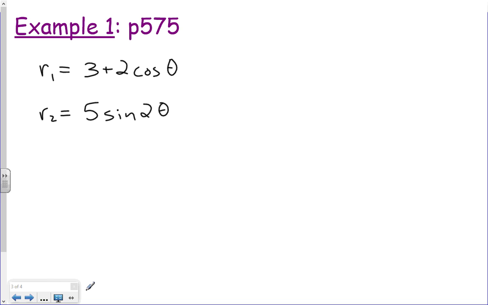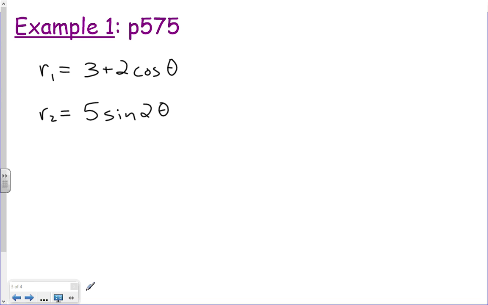Now you might look at that and say, wait a minute, that's got a 2 there. Shouldn't that be, it's a 2 theta, shouldn't that be 2? Well, it turns out if that number is even, we end up with twice that many leaves. If it's odd, we end up with that same number of leaves. So that's why this is actually a 4-leaved rose here, okay?